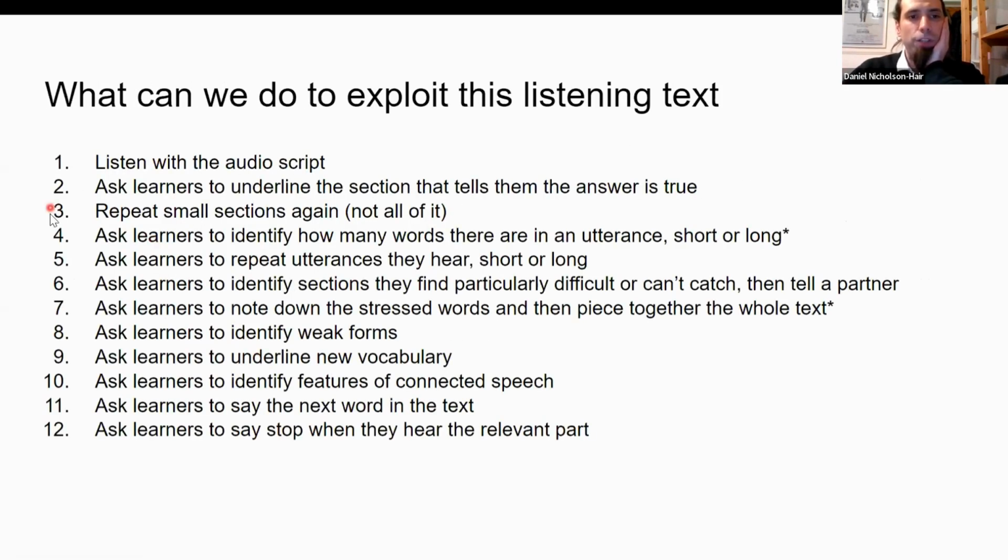Next, you could repeat small sections again, not all of it. That would help. Number 4, you could ask learners to identify how many words there are in an utterance, short or long. You could do this to elicit the answer, or you could do this just with sections to check understanding.